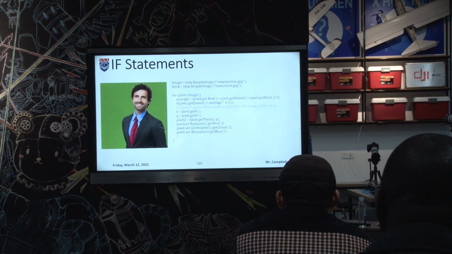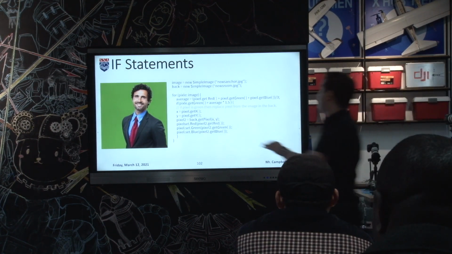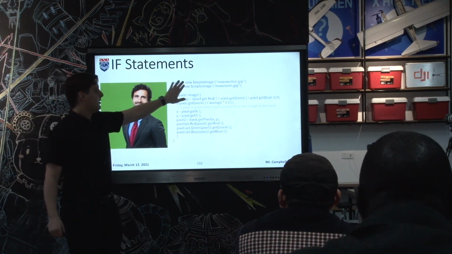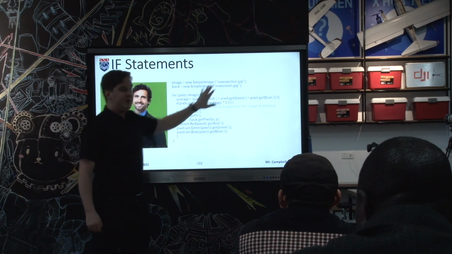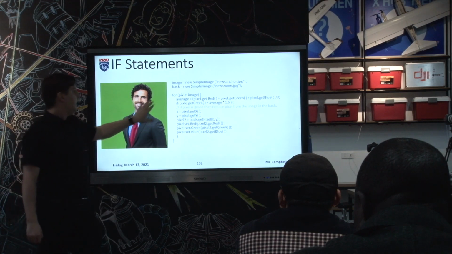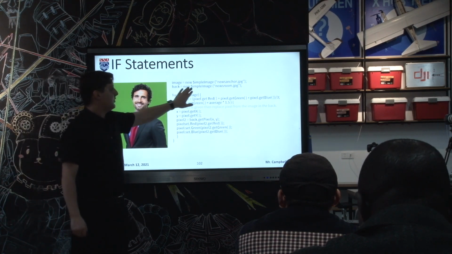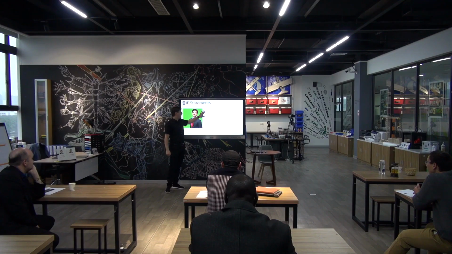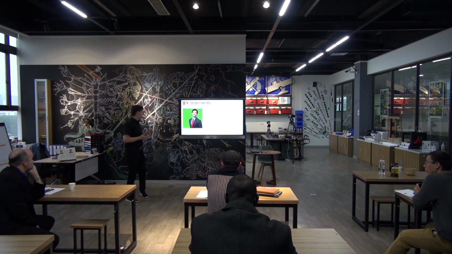Alright, and I'm going to jump ahead. So we have this block of code, and basically what we're saying is image equals new SimpleImage, news anchor. So we're saying open the image news anchor, which is him. Next we have back equals new SimpleImage, newsroom. So we're opening a second image, and we've placed that in the back, behind. So that's fairly straightforward so far.